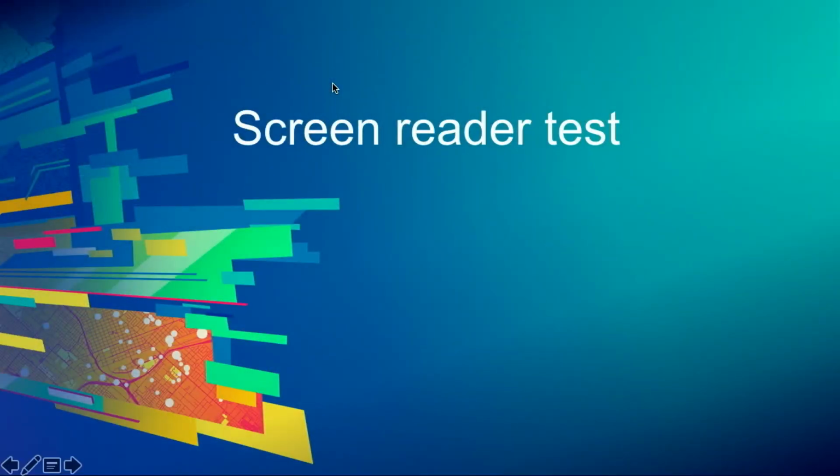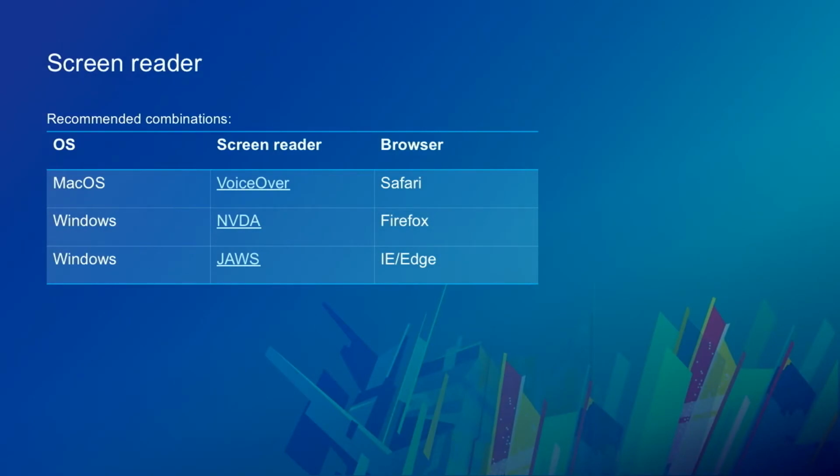All right, so screen reader testing. The recommended combinations that we have: if you have a Mac, you would use VoiceOver, which is already baked in. For Windows, you have two options, NVDA or JAWS. I believe at Esri, because NVDA is free, we started using that, and then we put in a request for JAWS, and I believe we have it now, but I am not as familiar using JAWS as NVDA. And then you can also apply a lot of this on your browsers, so Safari for Mac, Firefox for Windows, and IE Edge.